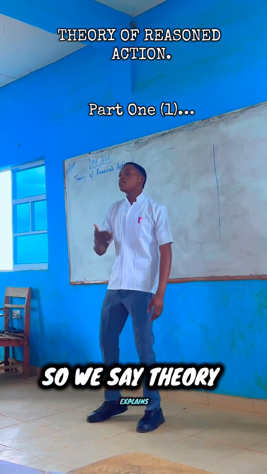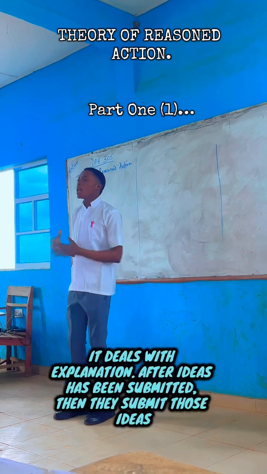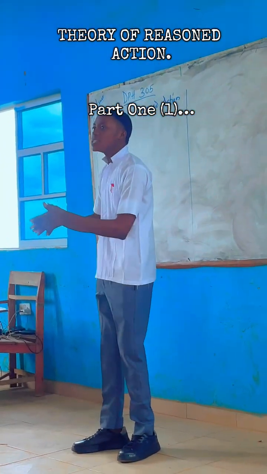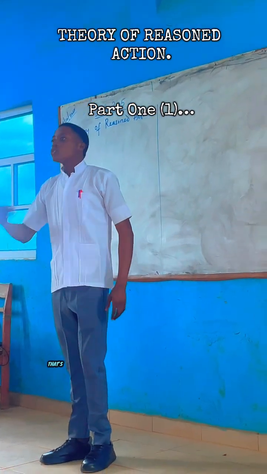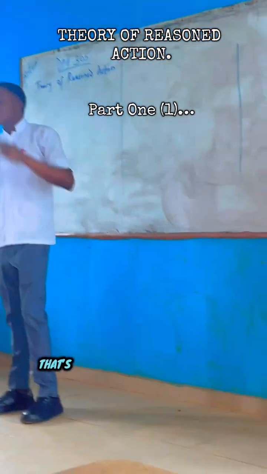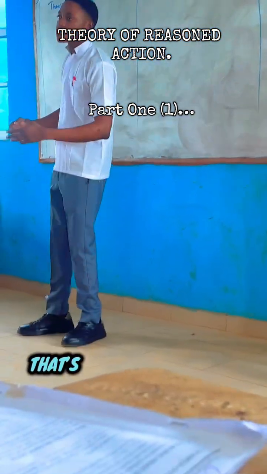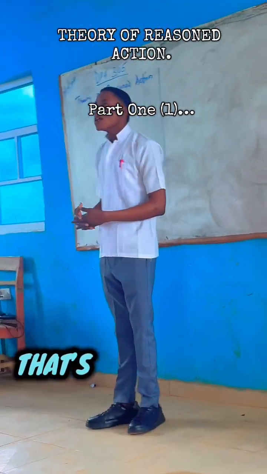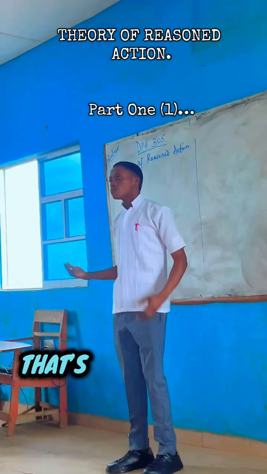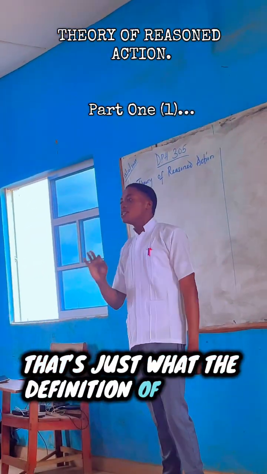So we say theory explains. After ideas have been submitted by different experts, they explain the ideas. In the process of explaining the ideas within themselves, they understand, and they are able to predict events and behavior. That's just what the definition of theory is saying.